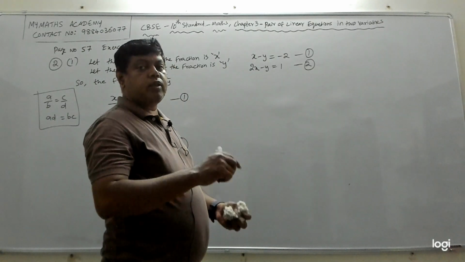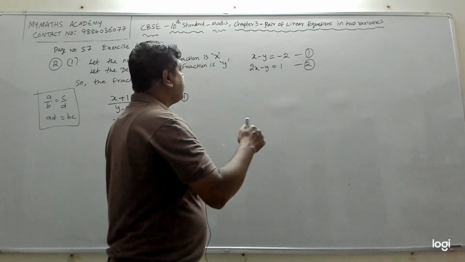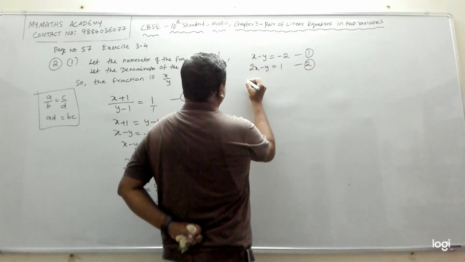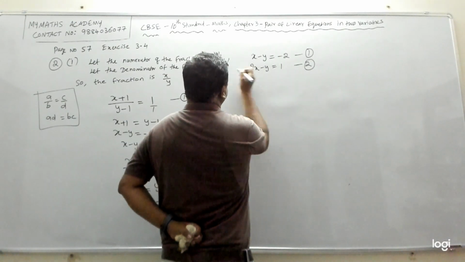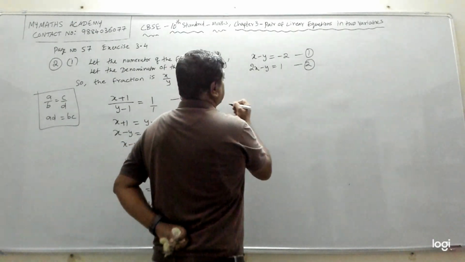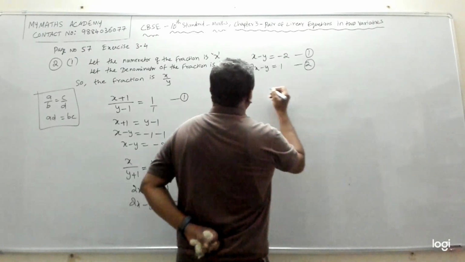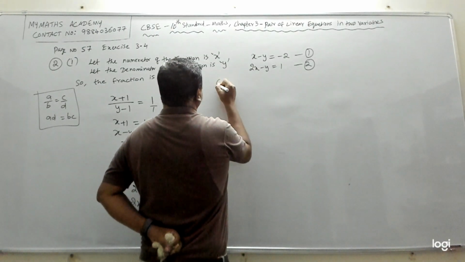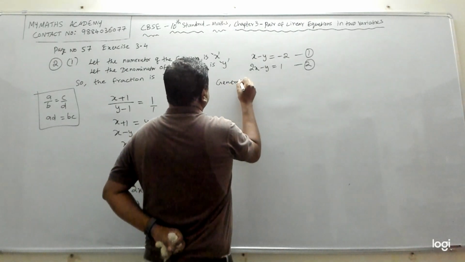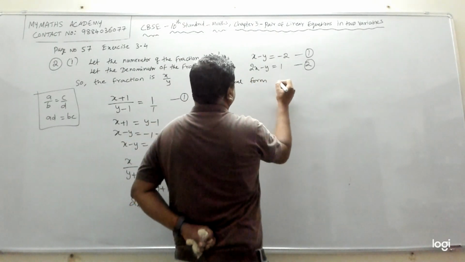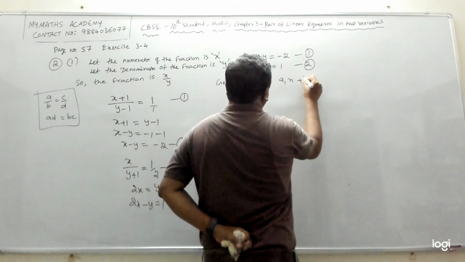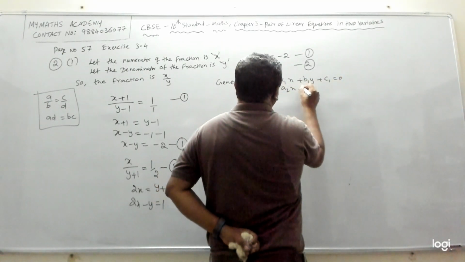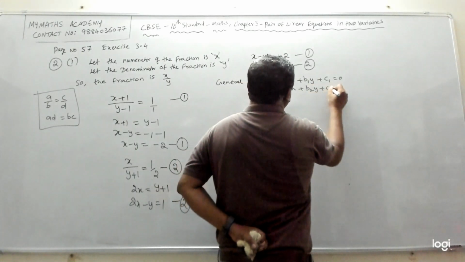How do we say whether the solution exists or not? We need to find our values. What are they? We have to find a1, a2, a3. So what is the general form of the linear equations in two variables? The general form is a1x plus b1y plus c1 equal to 0, a2x plus b2y plus c2 equal to 0.